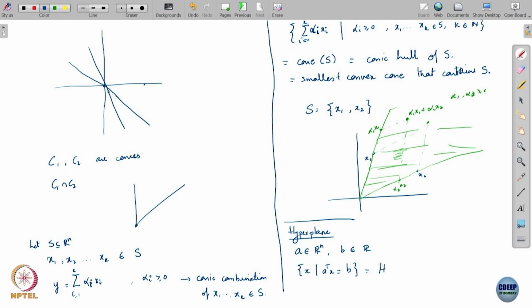So, hyperplane H is the set of x such that A transpose x equals B. You can also write it in the following way. Suppose you know that x0 is such that A transpose x0 is equal to B. That means it is a point on the hyperplane, and this is the same as writing x such that A transpose (x minus x0) equals 0.